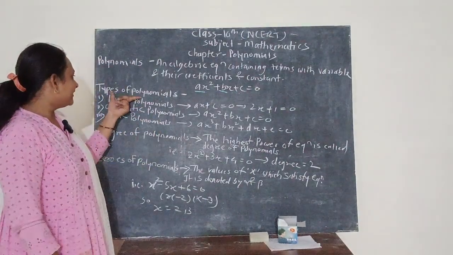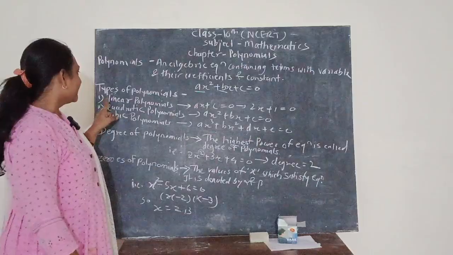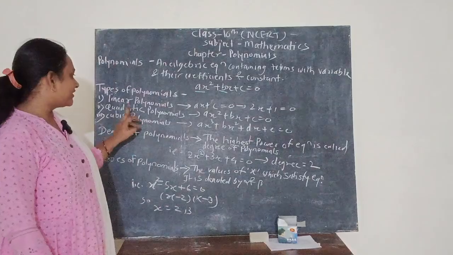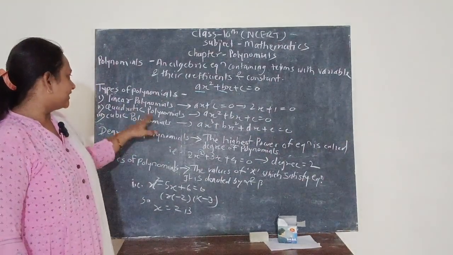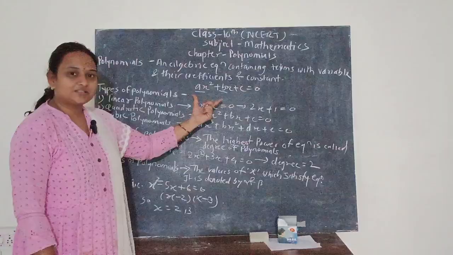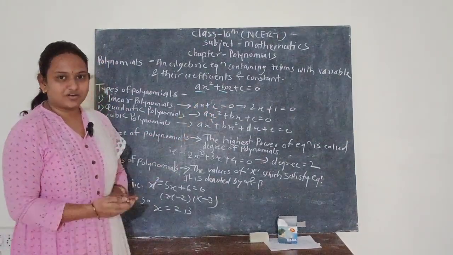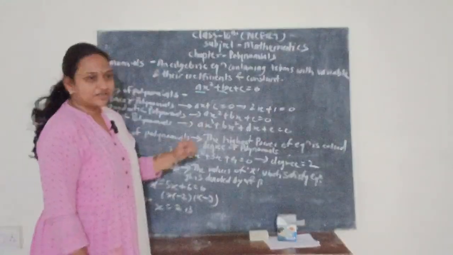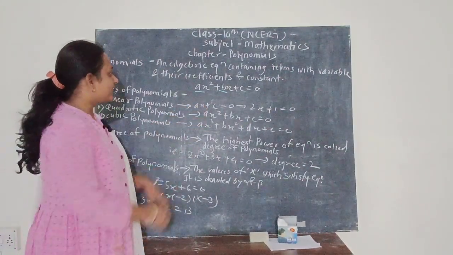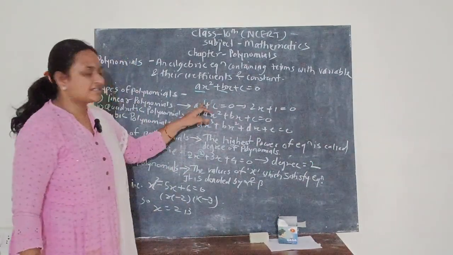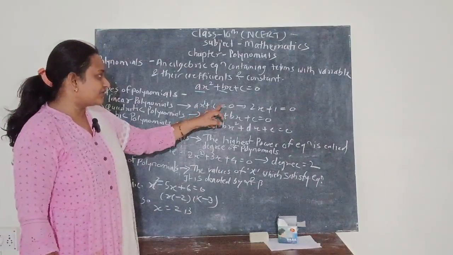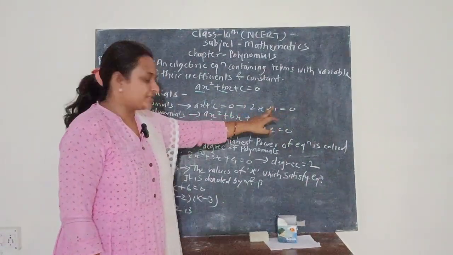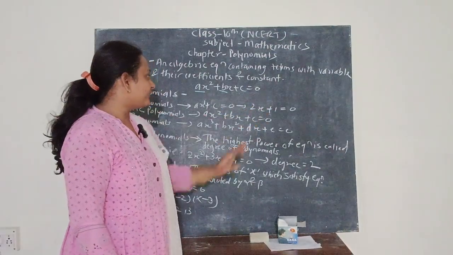Our next topic is types of polynomial. There are three types of polynomial: linear polynomial, quadratic polynomial and cubic polynomial. Linear polynomials are polynomials which have highest power 1. Notice one equation: ax plus c is equal to 0. Here the power of x is 1. Such an equation which contains highest power 1 is known as a linear polynomial. Example: 2x plus 1 is equal to 0. Here the highest power of x is 1.